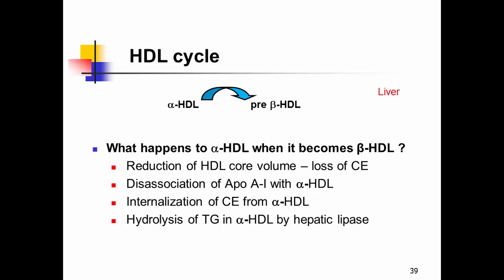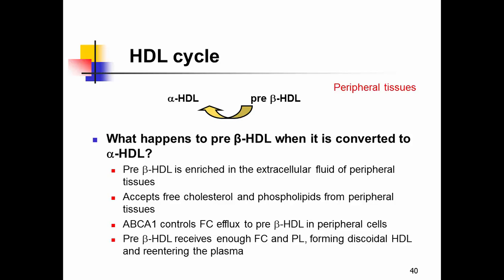Right, so there's something happening in the liver: the conversion of HDL to beta HDL. And the conversion from beta HDL to alpha HDL is a process that occurs in the peripheral tissue, right? The beta HDL is very abundant in the peripheral tissue, so it then picks up the free cholesterol.